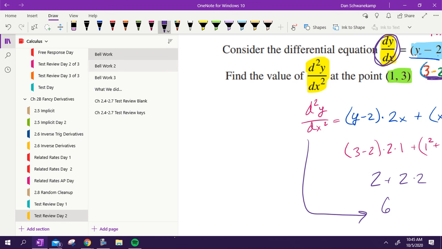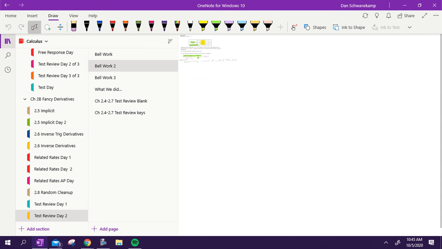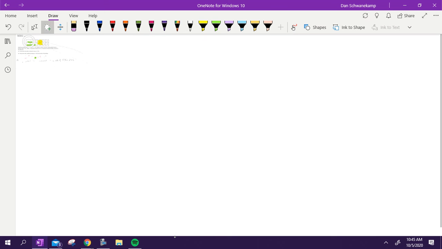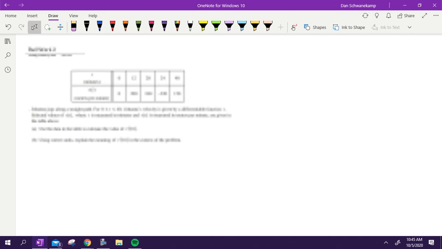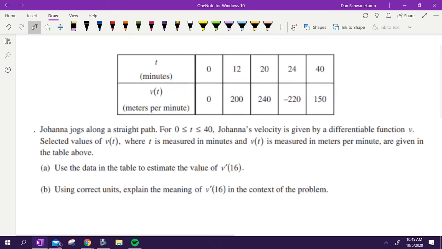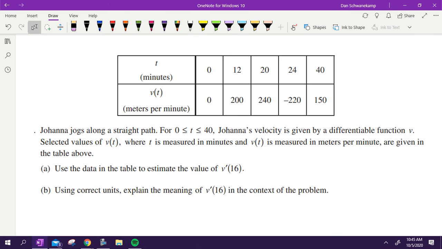All right, today is going to be a lot of a work day, so to make up for that first, we're going to do a couple more examples here together. This is bell work part 2. Here's the table. It says Joanna jogs along a straight path from 0 to 40. Joanna's velocity is given by a differentiable function v of t, where t is in minutes, and v of t is in meters per minute, given in the table. Use that data in the table to estimate v prime at 16, and then using correct units, explain the meaning of v prime at 16 in context of the problem. Go. Work with your neighbor, figure that out, put it on your bell work, see what you can do.